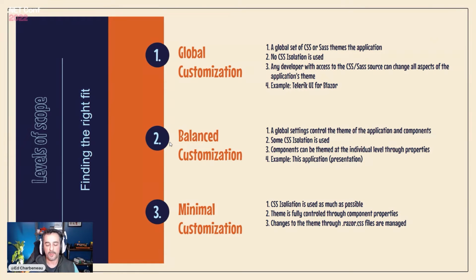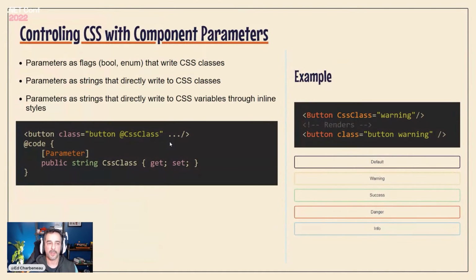So what we really want is something like number 2 here, something that's balanced, has a little bit of 1, a little bit of 3, so we can globally customize some things, but we also have some CSS isolation where we can't accidentally override themes within some of our components. So we'll match that up with this balanced customization. We're going to find the right fit for us here with these two different concepts.